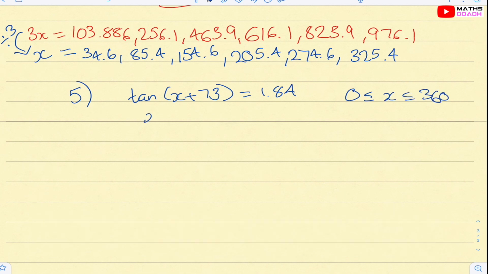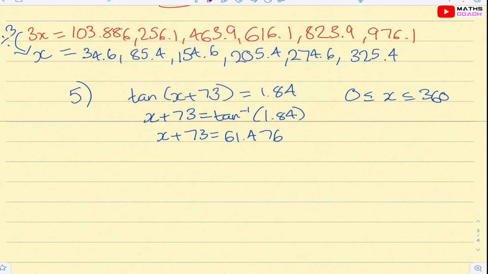We have x plus 73 equals tan minus 1 of 1.84. So you have x plus 73 equals 61.476. First steps first, change our interval because we're dealing with x plus 73, guys. We're just going to add on 73 to either side of the interval, so it's 73 to 433. All right, so that's our interval.